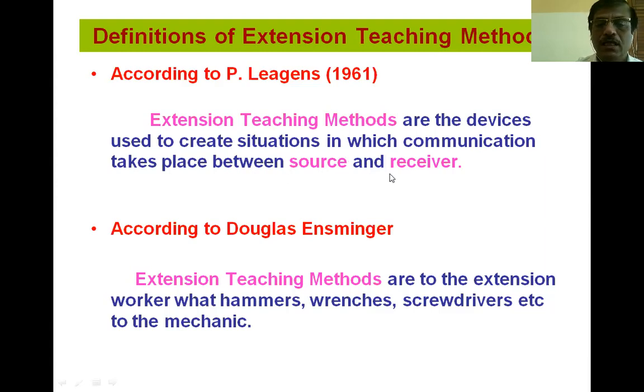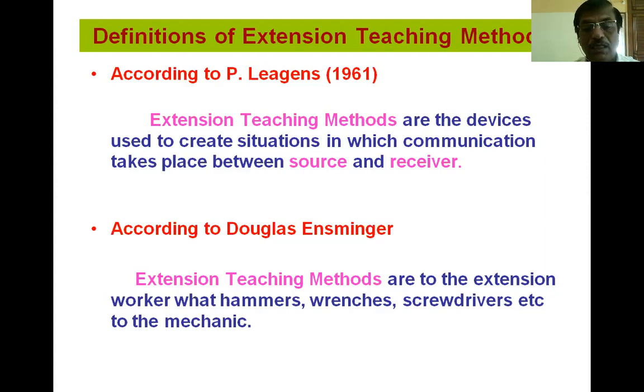They are the devices used to create the effective situation in which communication takes place between source and receiver. According to one more definition given by Douglas and Sminger, extension teaching methods are to the extension worker what hammers, wrenches, screwdrivers, etc. are to the mechanic. These tools are essential for the mechanic.